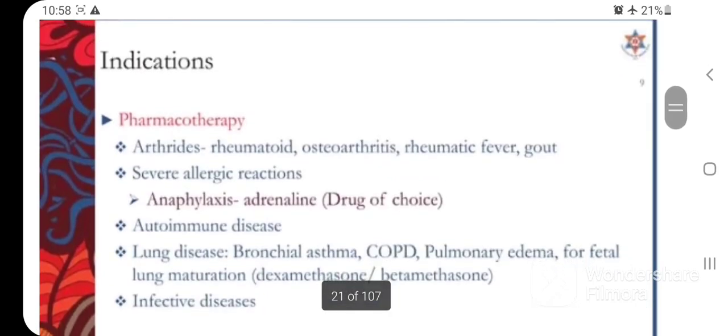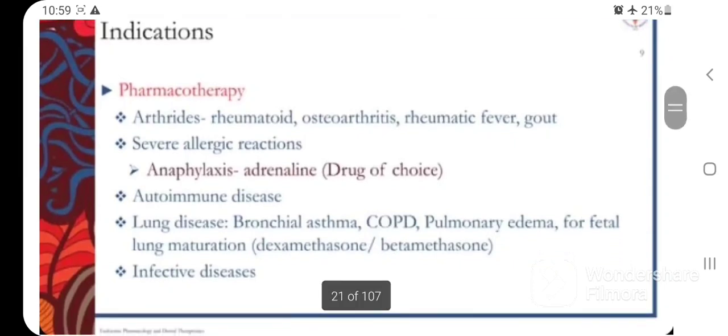Next are some of the indications. What is the indication? When can you give it to patients? Those suffering from rheumatoid arthritis, osteoarthritis, rheumatic fever, gout, then severe allergic reactions. It is also the drug of choice in anaphylaxis. Some patients suffer from severe lung disease and cannot breathe; at that time we can give prednisolone or any type of steroid. Then autoimmune and lung diseases like bronchial asthma, COPD, pulmonary edema, then for lung maturation, then infective diseases or fungal infection. Normally we prescribe this type of steroid to increase immunity.